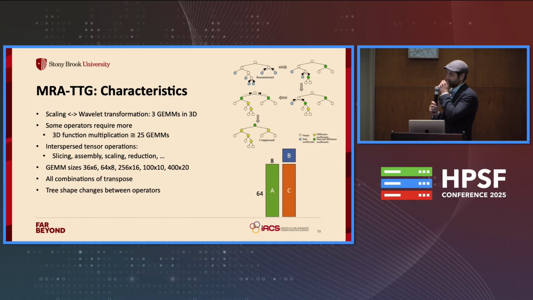And our GEMMs are fairly small, right? Somewhere between 36 by 6 to 400 by 20. And then we need all combinations of transpose, so A transpose times B, or A times B transpose, and so on. So it's a large space of possibilities. And the shape of these trees that you see on the top there changes between operators, right? An operator can add nodes on the top or remove nodes, can add nodes on the bottom, or remove nodes from the bottom, depending on what it does to the functions.